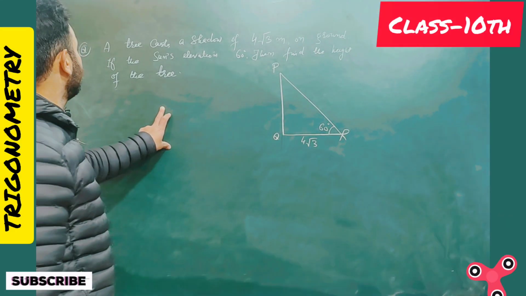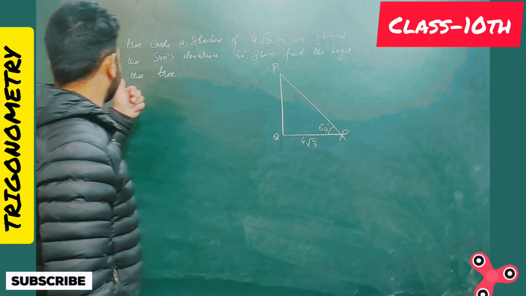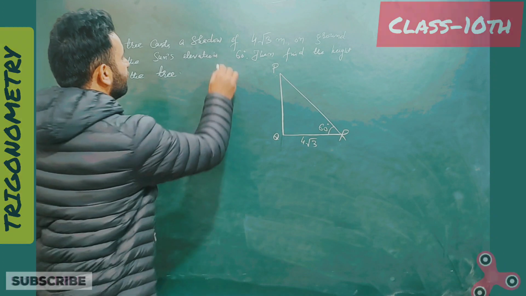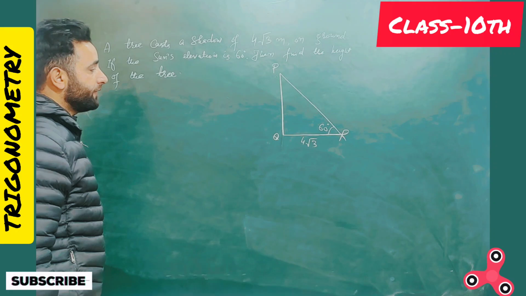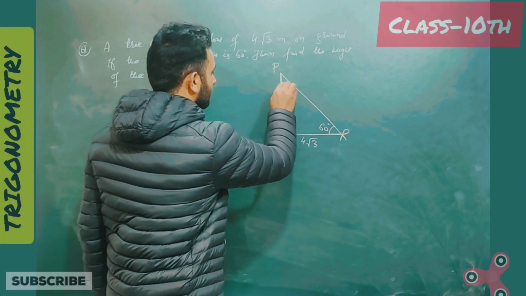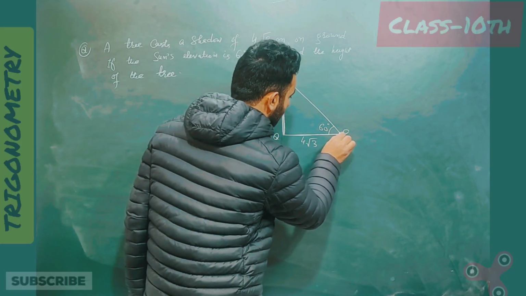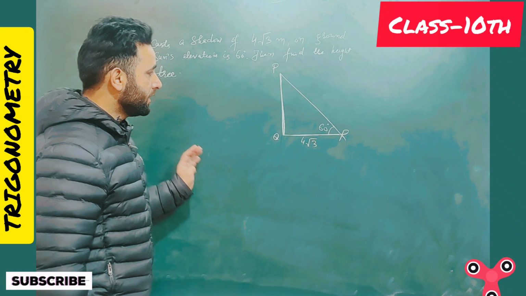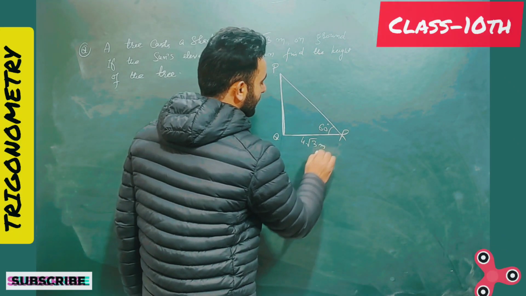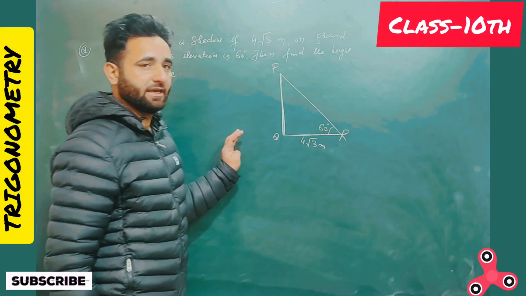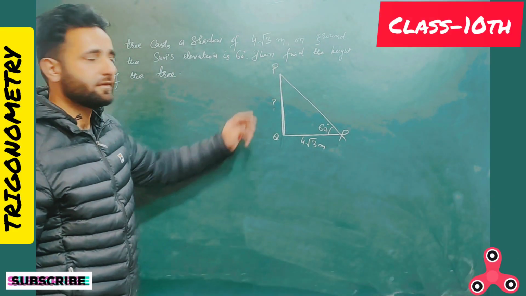Now moving to our next question, you have a tree casts a shadow of 4√3 meter on ground. If the sun's elevation is 60 degree here, then you have to find the height of the tree. We suppose that this PQ is the height of the tree, and this QR is the shadow of this tree on the ground. Now we are given that this shadow QR is 4√3 meters and the sun's elevation is 60 degree. Here we are required to find the value of this PQ, means height of this tree.